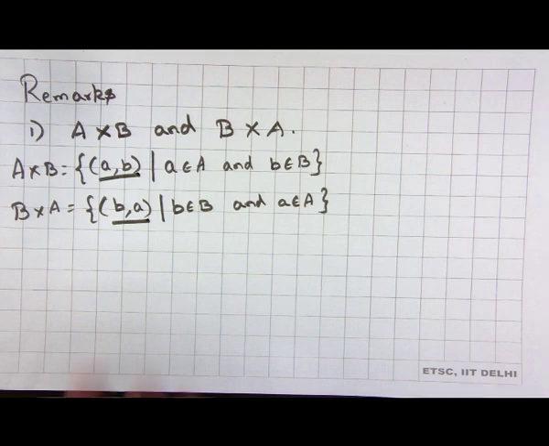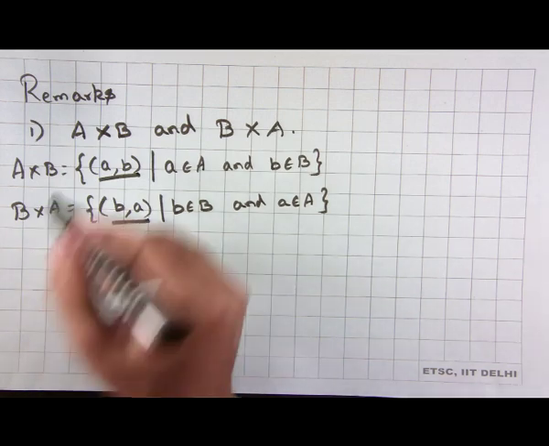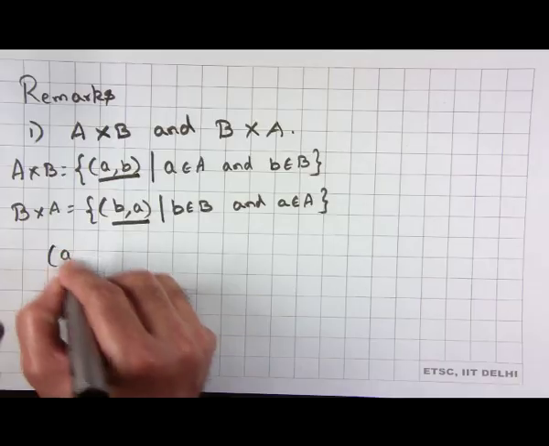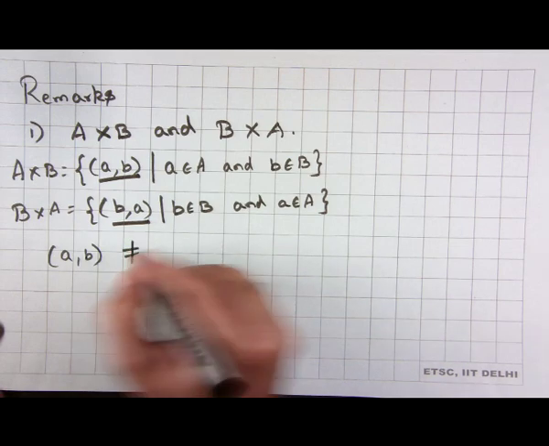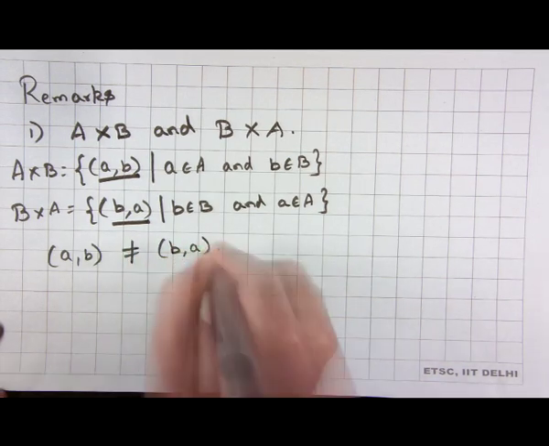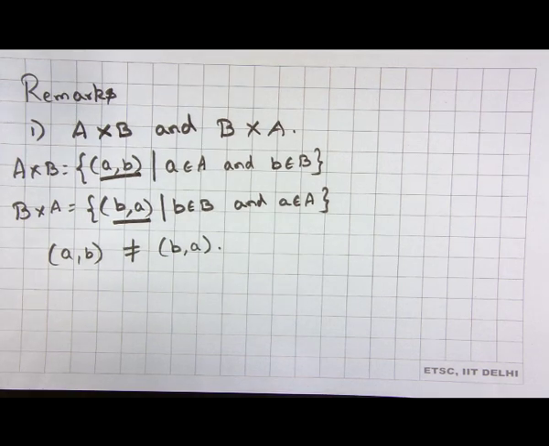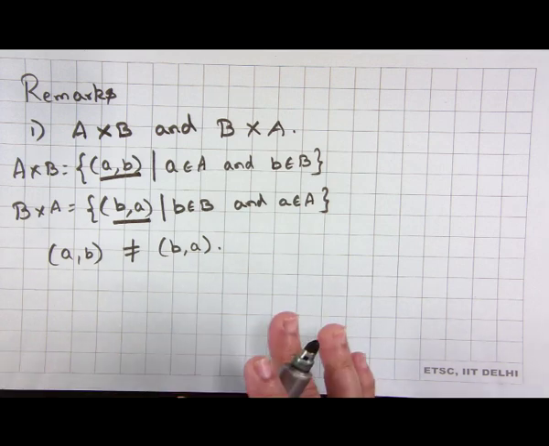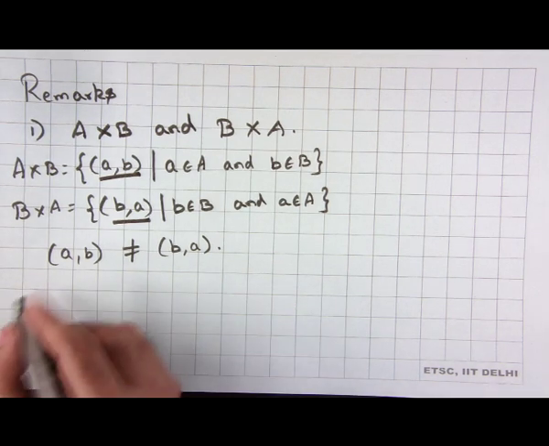It is because of this order that these two sets are totally different. The pair (a, b) is not equal to (b, a), which means A cross B and B cross A are totally different sets. Now, one more thing, the second one.